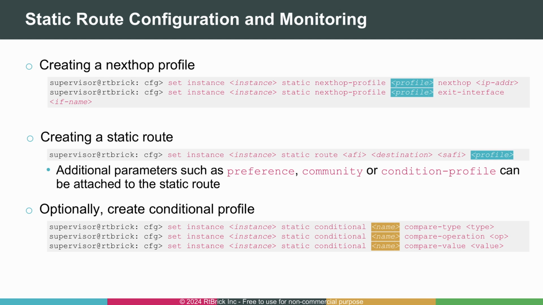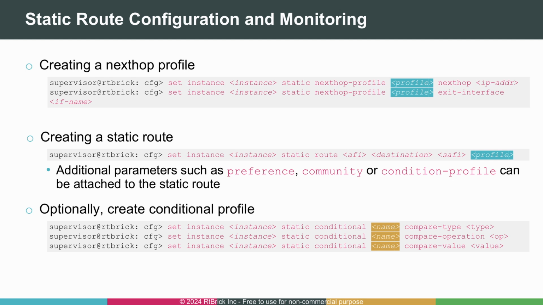In summary, the set instance name static nexthop profile command is used to define a nexthop profile. This profile can contain a next hop address, an exit interface, or both. Multiple static routes can share the same nexthop profile. Static routes are created using the set instance name static route command, where you specify the address family, destination, and the nexthop profile. Additionally, you can assign a route preference to the static route.